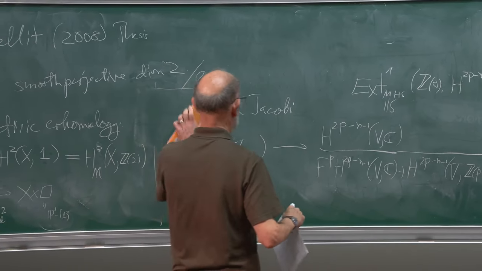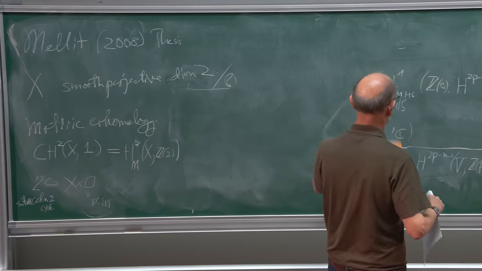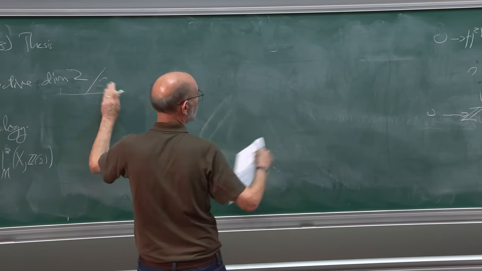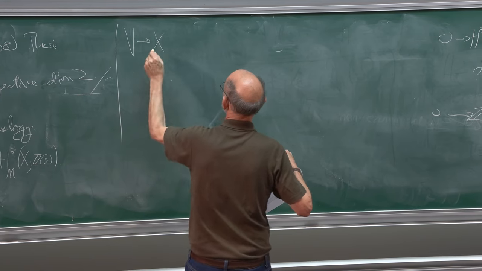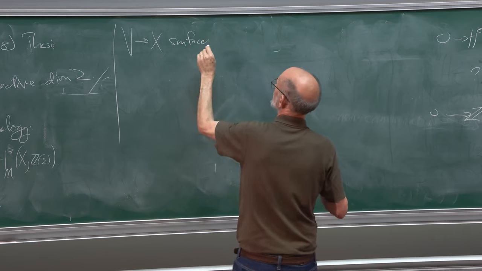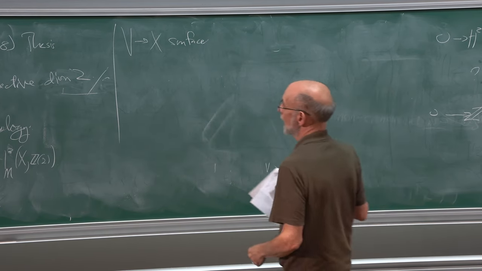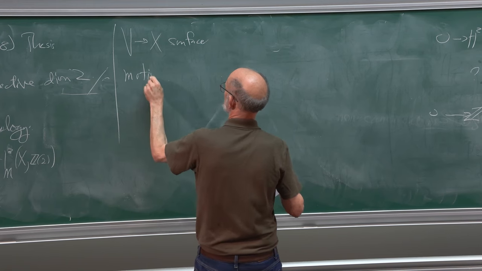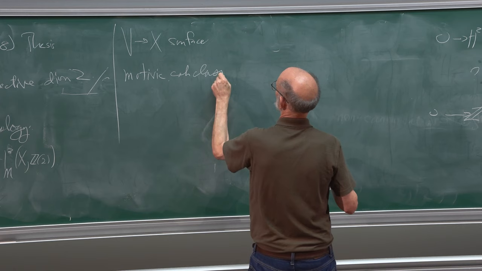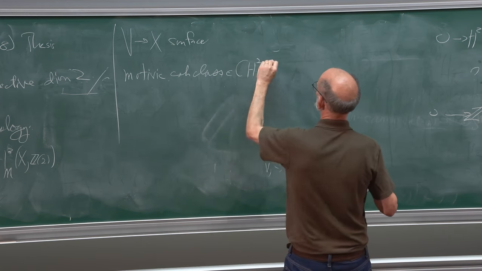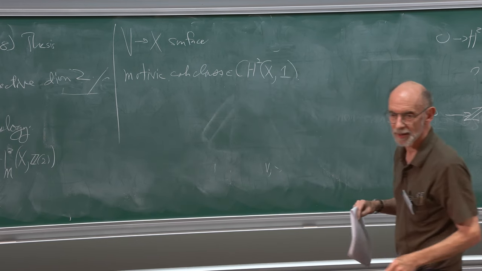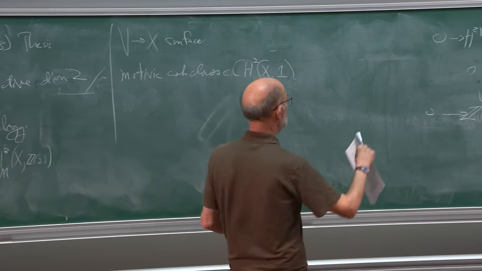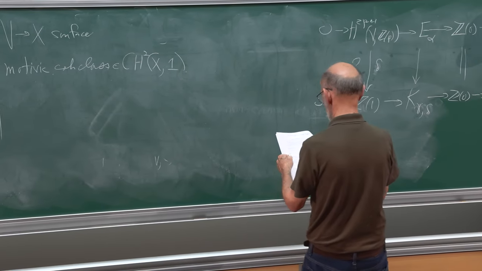So let me get rid of this here. So I'm going to replace V. V will become X, which will be a surface. All right. And I will be interested in my motivic cohomology class. Will be in Chow 2 X 1. Okay? Now, that's going to give me an extension, let's see, we'll get the numbers right here.